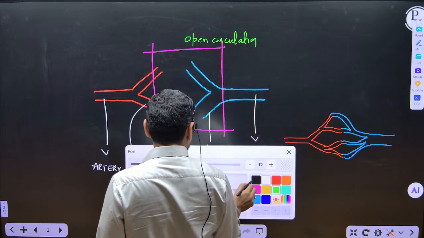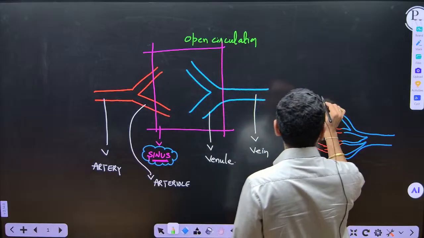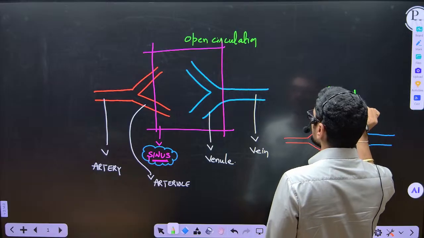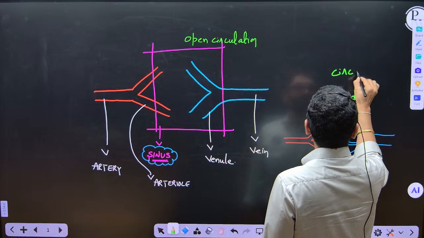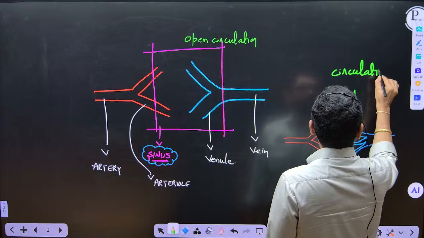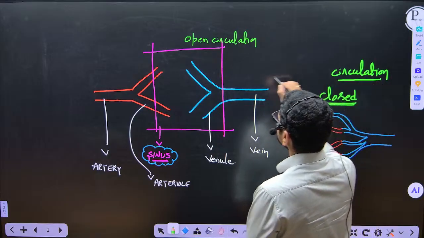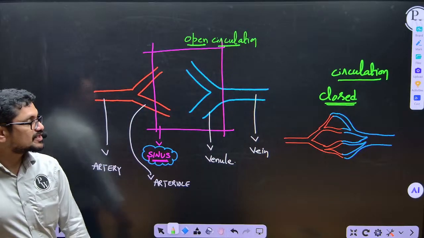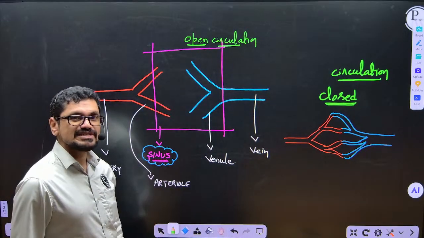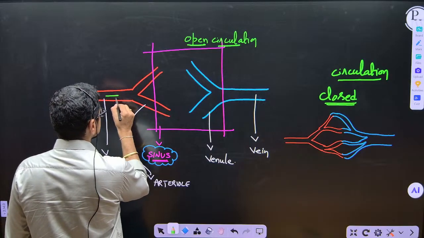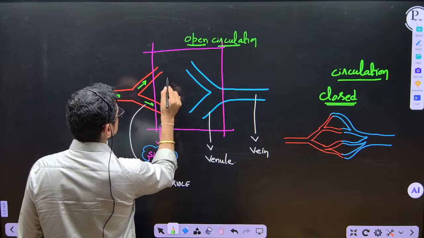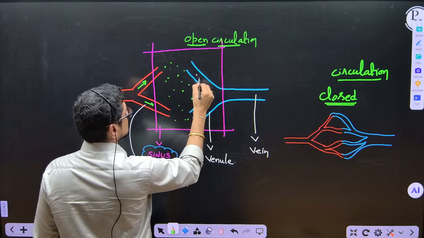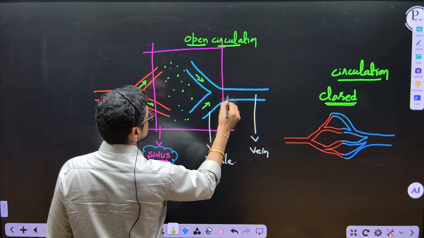And this circulation is called closed circulation. This is closed circulation, and this is open circulation. The empty space is called a sinus. Blood passes like this, enters into this, and reaches here. This is an empty space. Now blood enters here, and enters here.